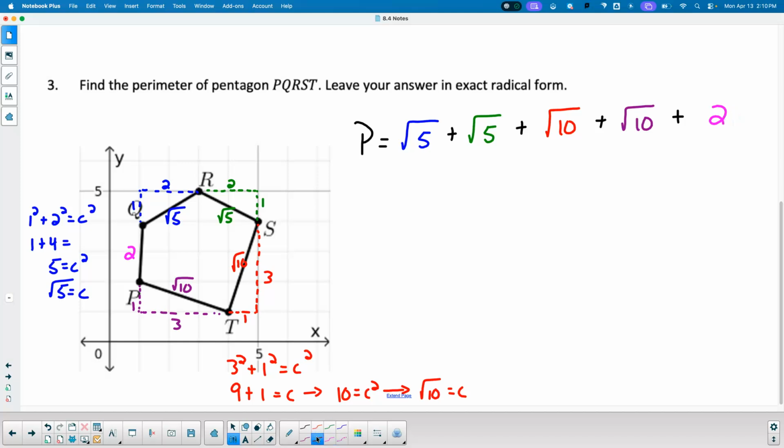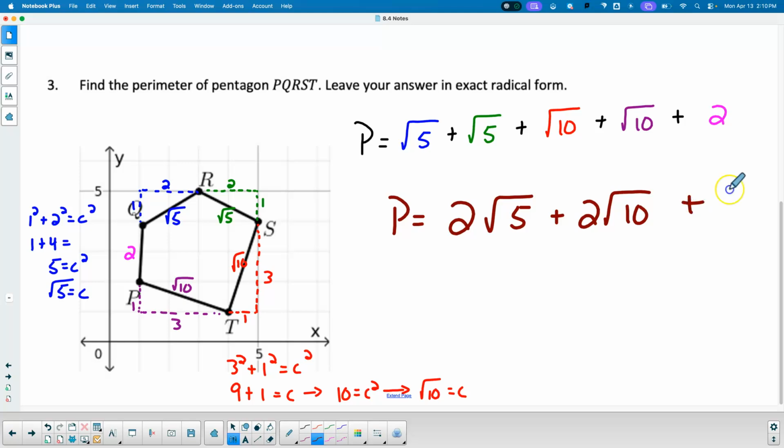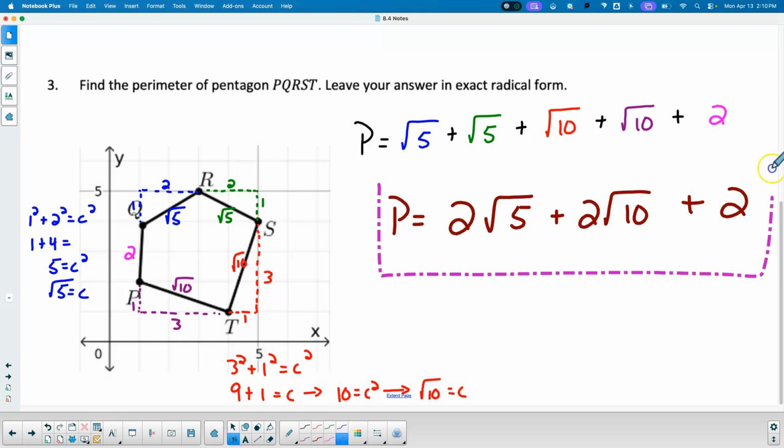So if I've got 1 square root of 5 and I add to it another square root of 5, that's going to be 2 square roots of 5. If I've got a square root of 10 and I add to it another square root of 10, that's going to be 2 square roots of 10. And then 2 just gets added on there at the end. Okay? Agree? Love it.